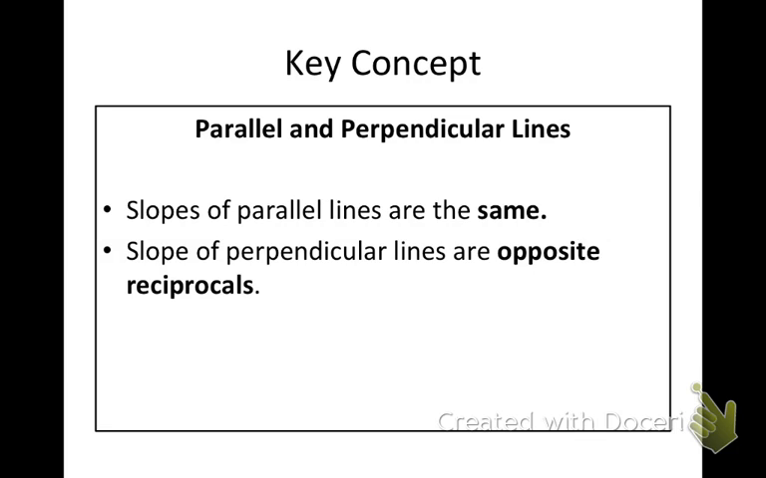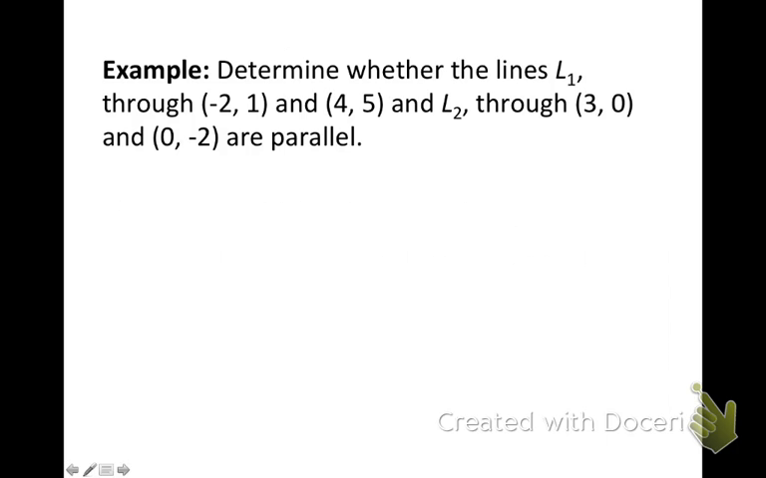There's going to be a problem on your homework where you're given 2 points for one line, 2 points for the other line. Find the slope of those 2 points, find the slope of those 2 points. If they are the same, then we will say that those lines are parallel. If they are opposite reciprocals of each other, then the lines are perpendicular. If it's neither, then it's nothing special. They're just two diagonal lines that would intersect at some point. Okay? Let's do one example of this.